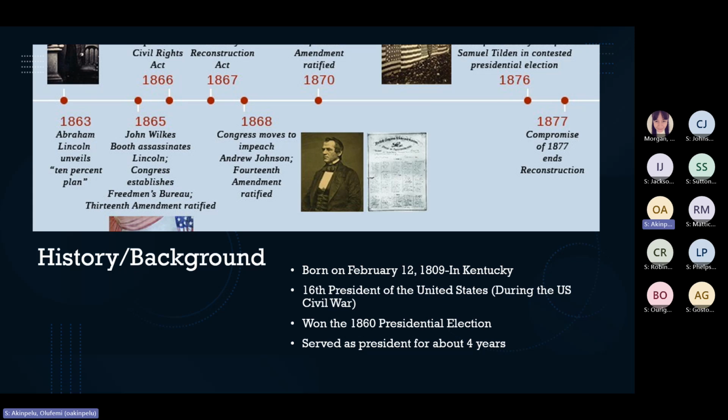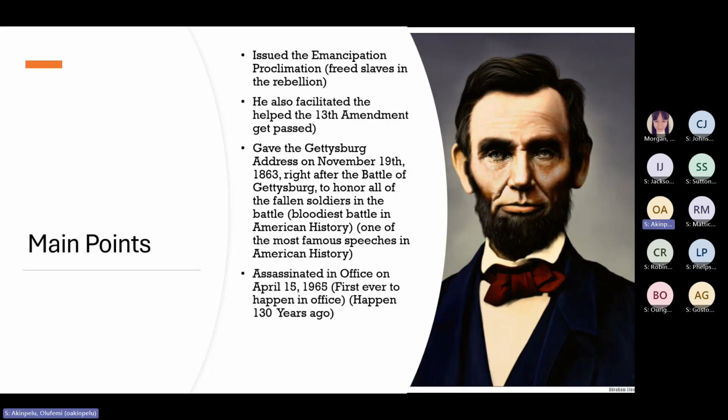So some of his history and background. He was born on February 12th, 1809, in Kentucky. He was the 16th president of the United States, and he was the president during the United States Civil War. He won the 1860 presidential election to become president, and then he served as president for about 4 years, but not the complete term. Some of the main points: he issued the Emancipation Proclamation, which freed the slaves in the rebellion, and he also helped facilitate the passing of the 13th Amendment, though he wasn't alive when it got ratified.